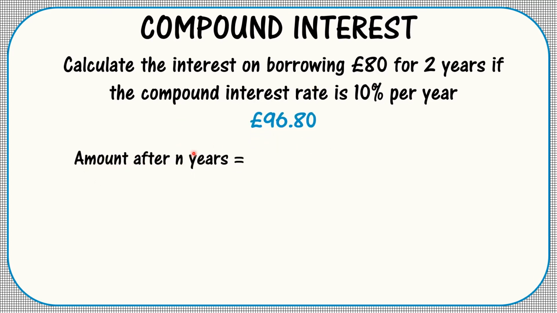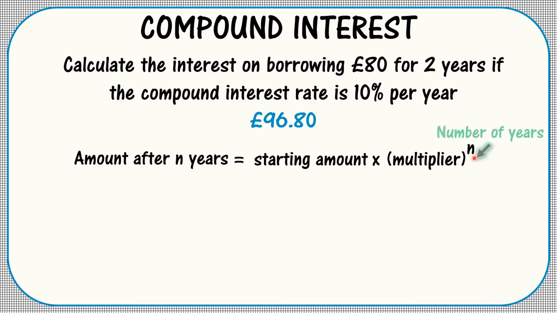The amount after n years is equal to the starting amount times the multiplier to the power of n. And this n is the number of years. So whatever the number of years is, that is the power you raise the multiplier to.